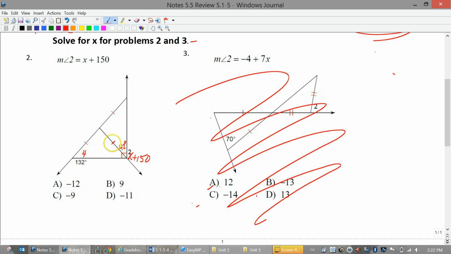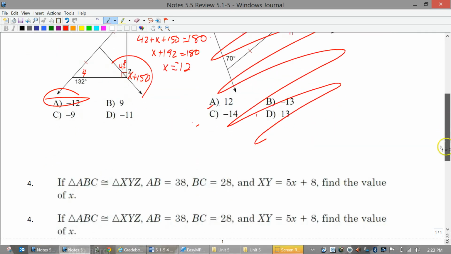And then we get that this whole angle right there is a straight angle, that makes a linear pair. So we get 42 plus x plus 150 equals 180. Since it's a linear pair, we can say that it is equal to 180. Combine like terms and solve. Minus 192 is just -12. We can get -12 for this because x wasn't the angle measure itself, it was just some value. Okay, negatives are okay.